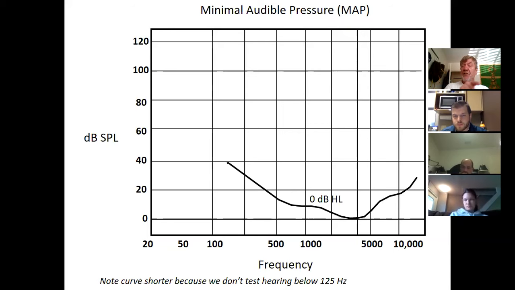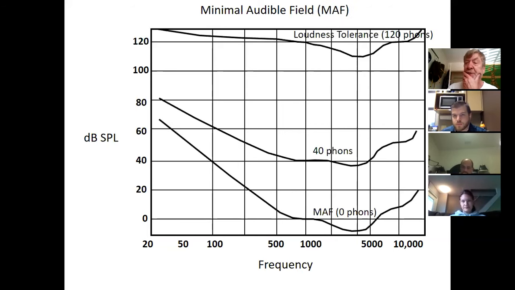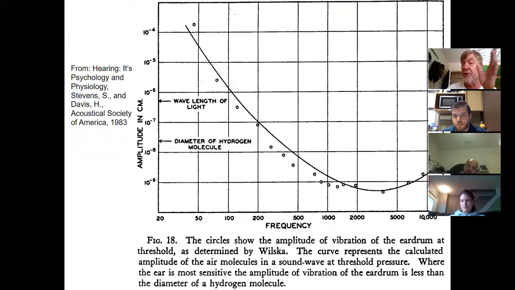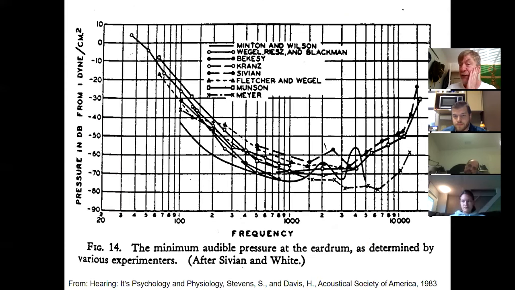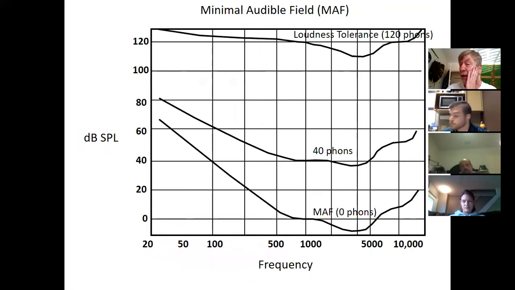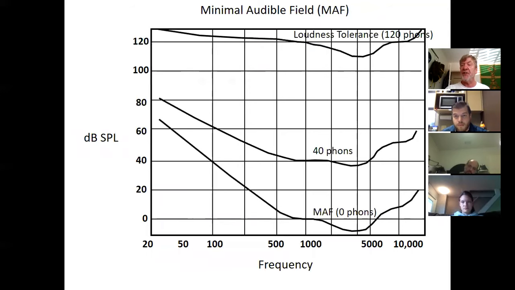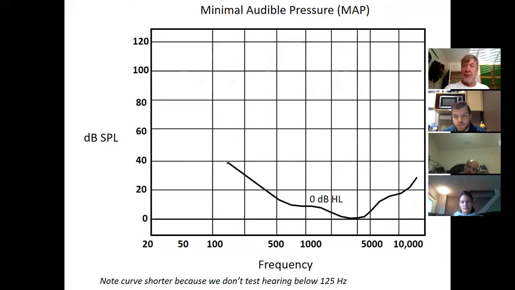This curve is reminiscent all the way through. Watch MAF on the bottom. If you're looking at amplitude of eardrum vibration, dynes per centimeter squared against the drum, or dB SPL, all of them show the same pattern. That curve that's mostly elevated in the lows dips down between 1 and 4 or 5,000 hertz and then rises again in the highs. So minimal audible field is the softest it takes to hear all the different frequencies at 1 meter distance from a speaker with two ears. Minimal audible pressure is the softest it takes to hear all the different frequencies with one ear under a headphone.